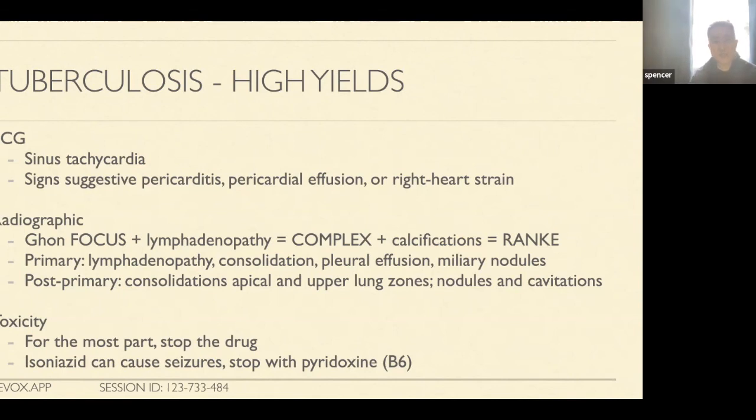Agreed. Radiographically, you might see primary or post-primary findings. However, the thing that's important to keep in mind is to differentiate between latent and active infections. Primary findings, you might see some lymphadenopathy, consolidations, pleural effusions, or miliary nodules. Post-primary infections, you might see consolidations in the apical and upper lung zones, nodules, and cavitations. The Ghon focus is the granuloma. Once you add in lymphadenopathy, that makes a Ghon complex. Once you calcify all that, that makes a Ranke complex.